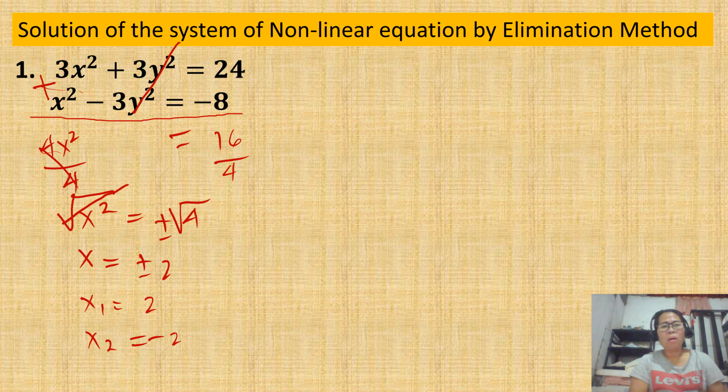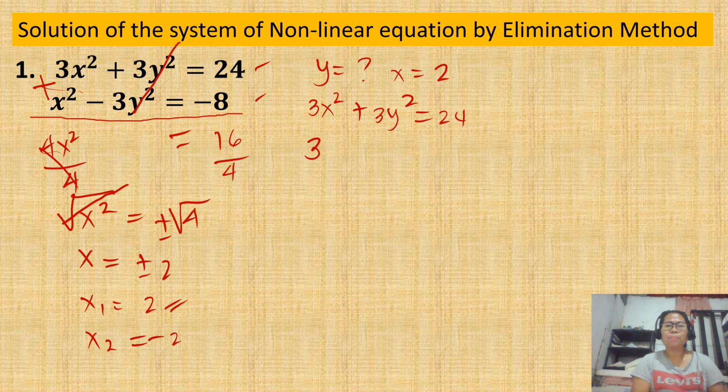The next step is to look for the value of y. In getting the value of y, we can use either of the two equations. We will use the first equation, 3x squared plus 3y squared is equal to 24. What will be the value of y if x is 2? So 3 times 2 squared plus 3y squared is equal to 24. You know that 2 squared is 4, times 3 we have 12, plus 3y squared is equal to 24.